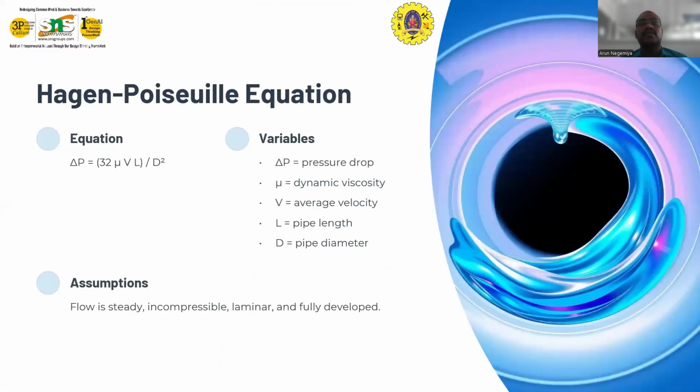Next, the Hagen-Poiseuille equation. Hagen developed one equation for the Reynolds experiment. The equation is delta p equal to 32 mu L V by D squared, where delta p is the pressure drop. The pressure drop can be calculated by output pressure minus input pressure.